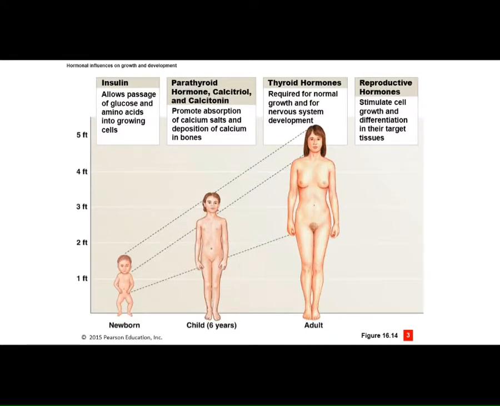If you look at the levels of insulin, the levels of parathyroid, the level of thyroid hormone, you'll see that there's definitely an upward level of these hormones, and then they kind of stay level or even start to drop down once puberty and adulthood is reached.